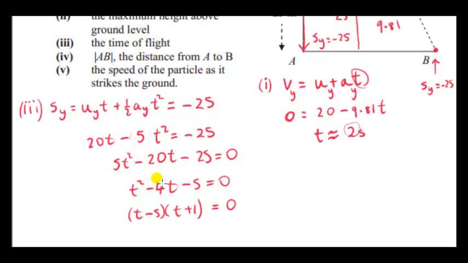Okay, it's a quadratic equation, of course. Get it into standard form. I factorized it here. Set each factor equal to 0, so we get t equals 5 or t equals minus 1.